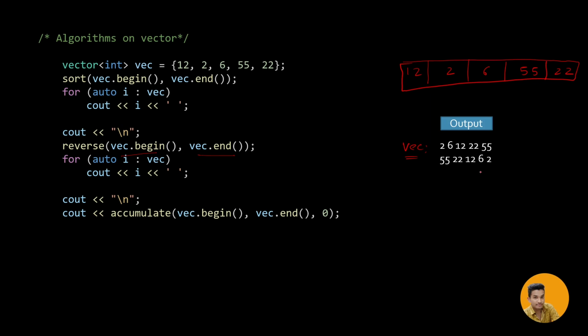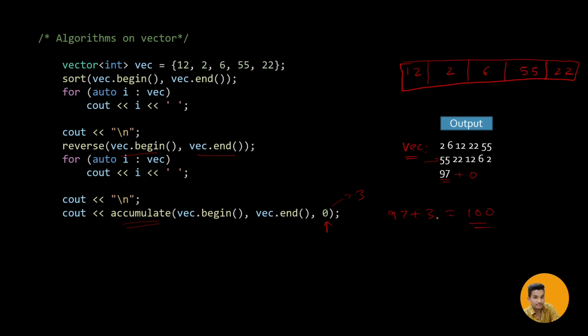And now you want to sum up the contents of the vector. You can use accumulate to do so. Here the sum of all these contents is 97, and 0 specifies the initial sum. Since it is 0, 0 will be added. Suppose it was, let's say, 3, then 97 plus 3 would be 100, and this would be our result.